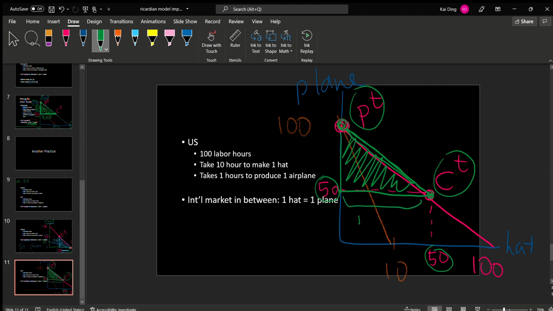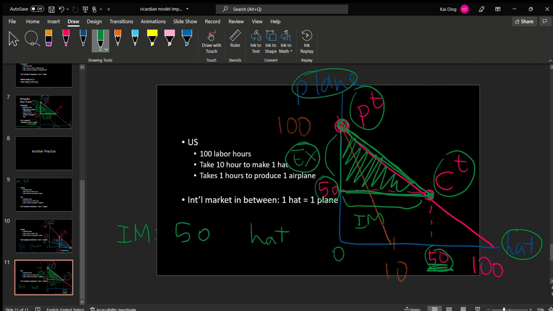Import is the inside line. Export is the outside line. So what is the US importing? The flat import line corresponds to hats, and it goes from 0 to 50. So the US ends up purchasing 50 hats.